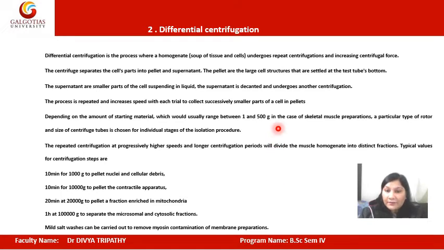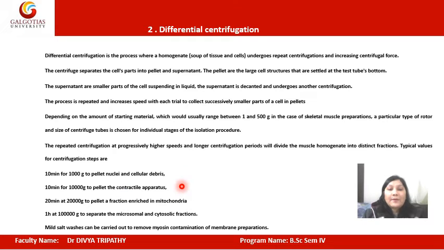And what do you understand by this G? This is the gravitational constant, and RCF will be taken as a multiple of this G. Now, repeated centrifugation at progressively higher speeds and longer centrifugation periods will divide the muscle homogenate into distinct sections. Typical values for centrifugation steps are, you can see here, 10 minutes at 1000 G to pellet nuclei and cellular debris. It means these are the largest particles of the cell homogenate.